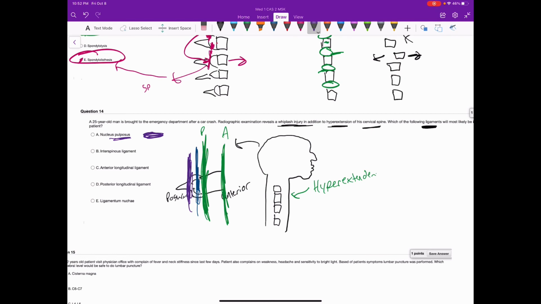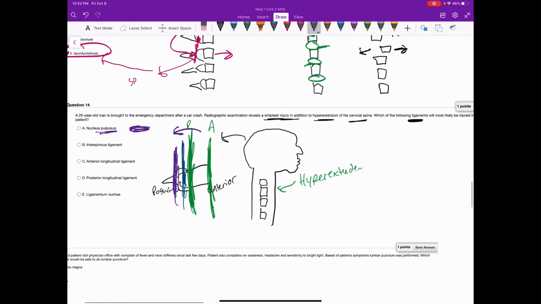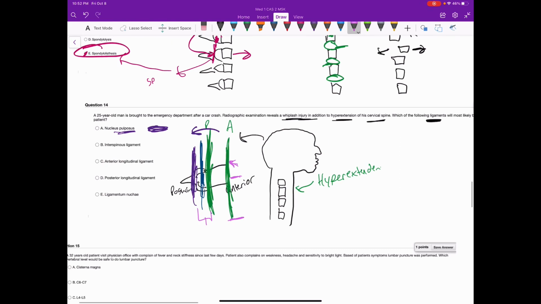So if the head snaps back in this direction, it's hyperextending the neck. This ligament is the one that's being damaged. The front one, the anterior ligament, is being damaged. These three are all supporting each other, so they would be damaged too, but this is the first one that's going to get damaged. It's on its own, it's in the front, and this is where the hyperextension takes place. So the answer is going to be the anterior longitudinal ligament.